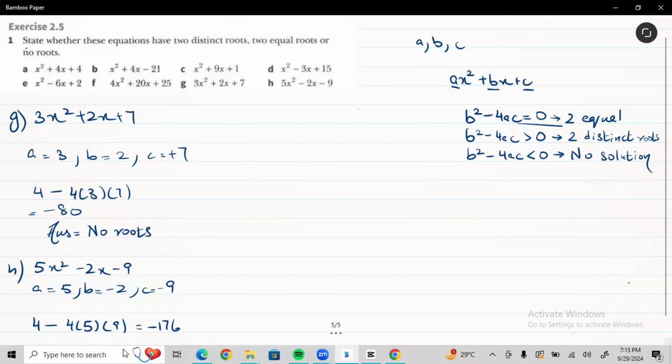And as this value again is less than 0, the answer has no roots. And that's it. This is it for question number 1.